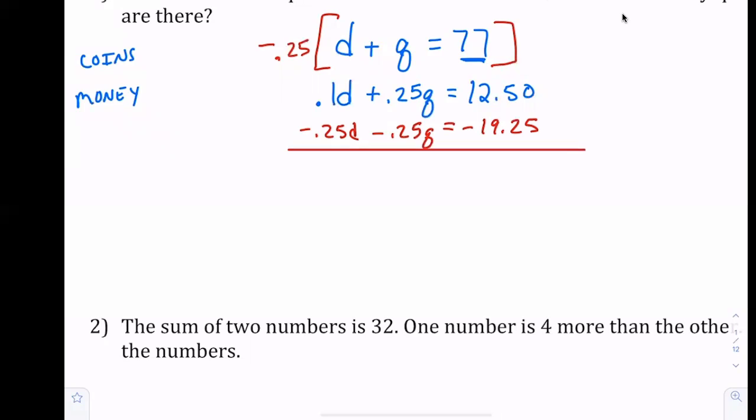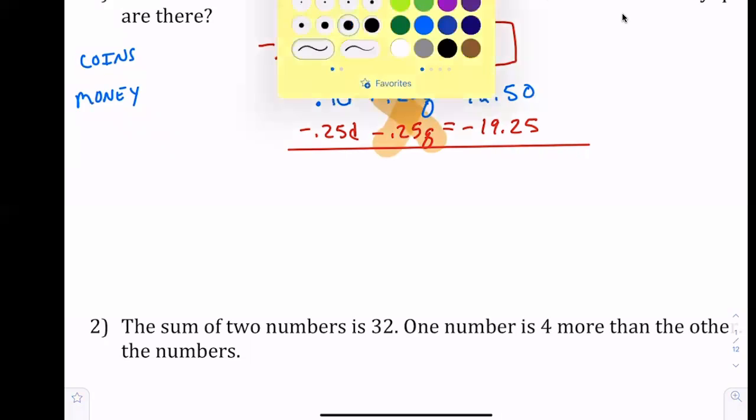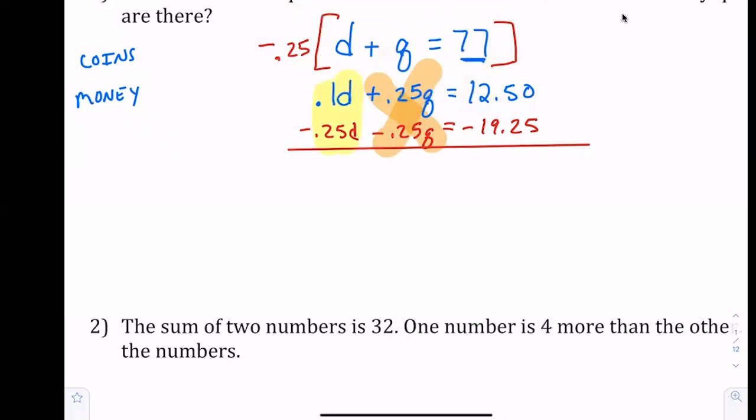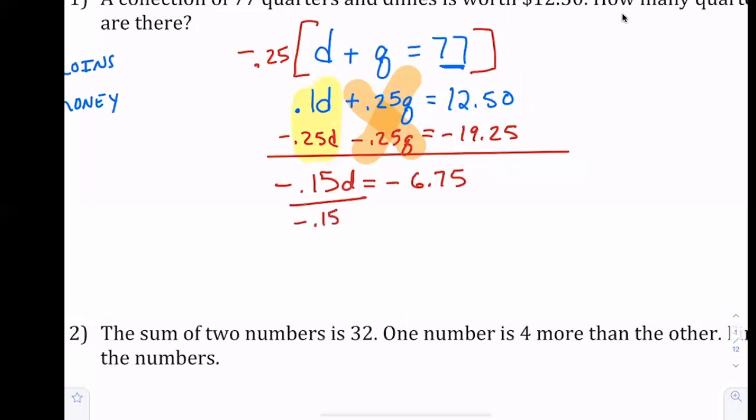Draw a line underneath it. Now, what happens to the 25s? Cancel out. Everybody cancel them out. Now, everybody makes a mistake here. Do not tell me that's 0.14. Or I'm sorry, 0.24. Don't tell me that's 0.24. Tell me it's what? Negative 0.15 D equals, subtract that. Somebody tell me. Negative what? Negative 6.75. Yeah. And now you divide negative 6.75 divided by negative 0.15.